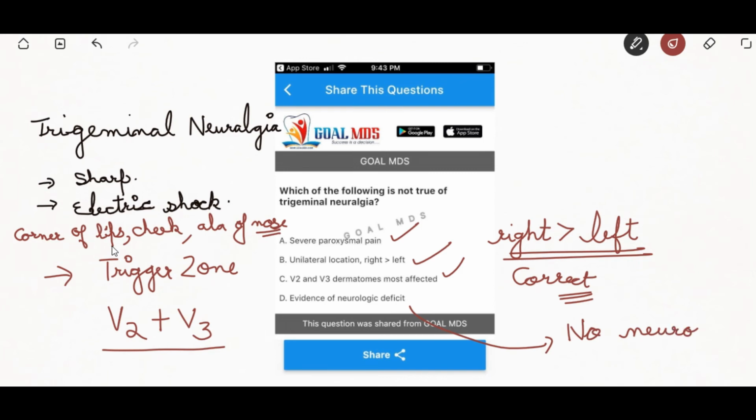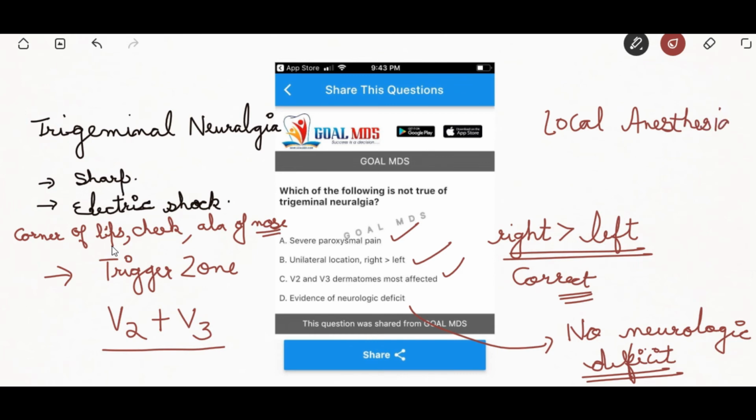The most common cutaneous trigger zones involve the corner of the lip, cheek, ala of the nose, or the lateral brow. Intraoral trigger zones that could be affected are the teeth, gingiva, or the tongue. Now what are these trigger zones? Trigger zones are areas where mechanical stimuli such as soft touch may provoke an attack.